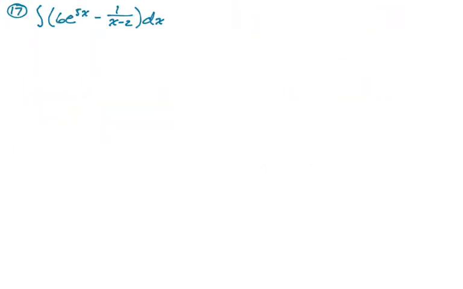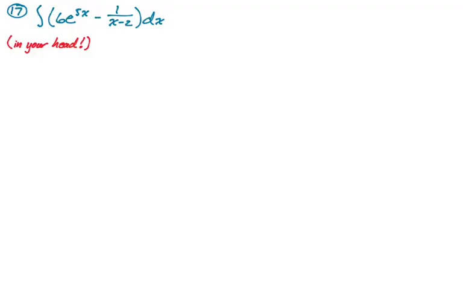Let's look at number 17. All right, integral of 6e to the 5x minus 1 over x minus 2 dx. This is a problem where if you're really confident, you might be able to do it in your head. So I'm going to do it in my head and explain what I'm doing. So, integral of 6e to the 5x. 6 is a constant multiple. I don't really care about it.